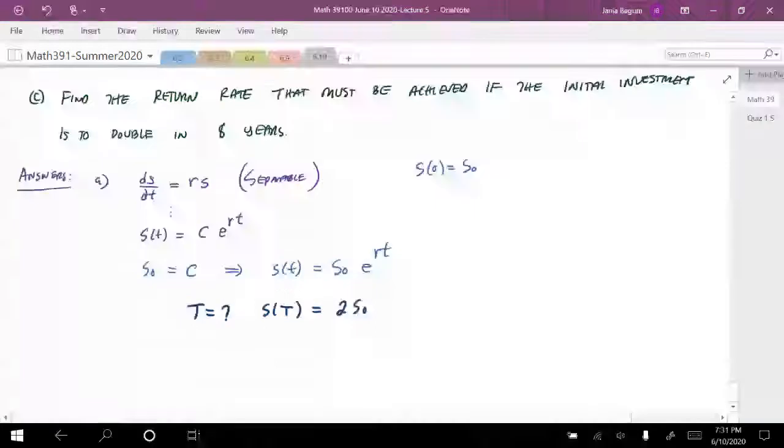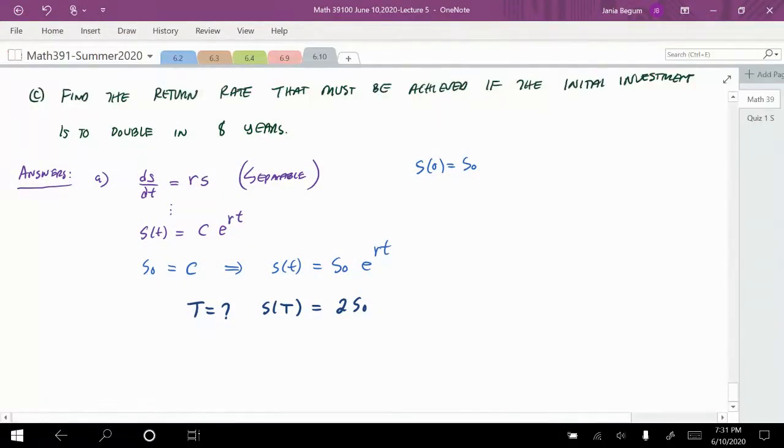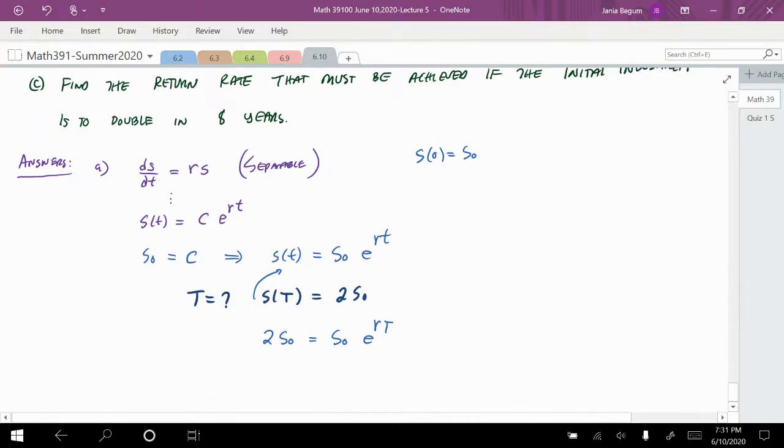So let's plug that in. So we have S of T, that's going to be 2 times S naught. So I'm going to plug this in here. So we have 2 times S naught is equal to S naught e to the R times T. And then you want to solve for T. So I will divide by S naught. So we have 2 is equal to e to the R T.